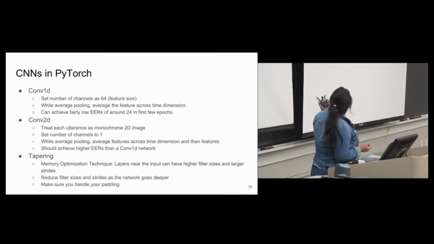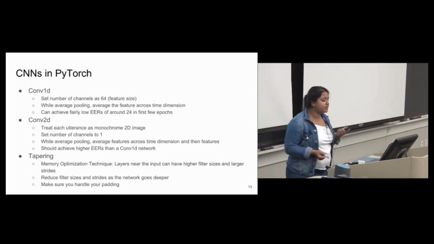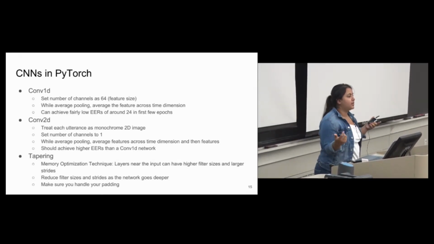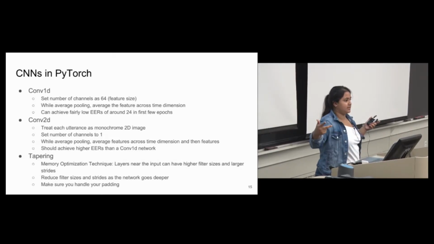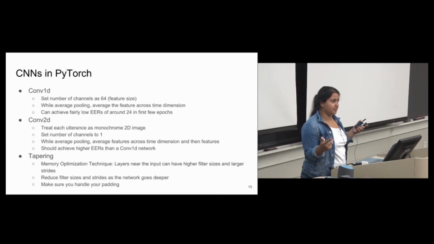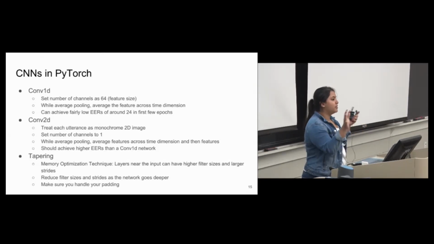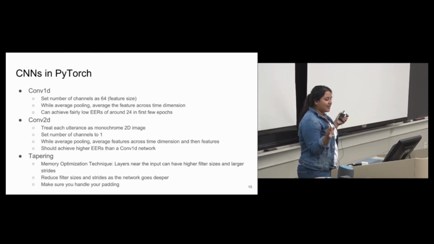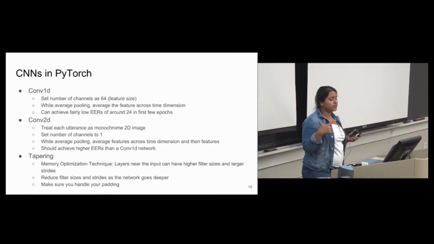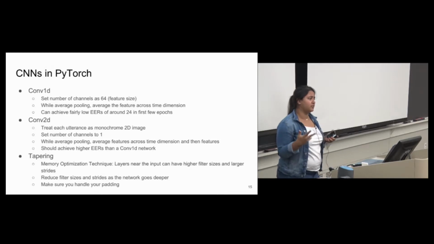So in a 2D convolution, we set the number of channels to 1, and while average pooling, at the end you need to pass it through your MLPs to extract your embedding. So you need to average pool twice, once across the dimensions and then across the features. You'll know when you implement it. And also, you should achieve lower ERs in this case. So convolution 2Ds do work better than 1D.